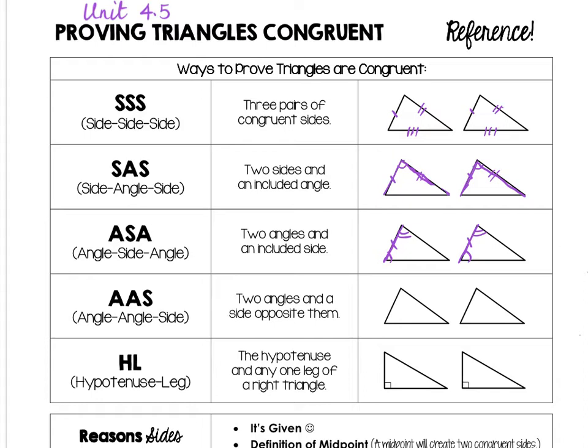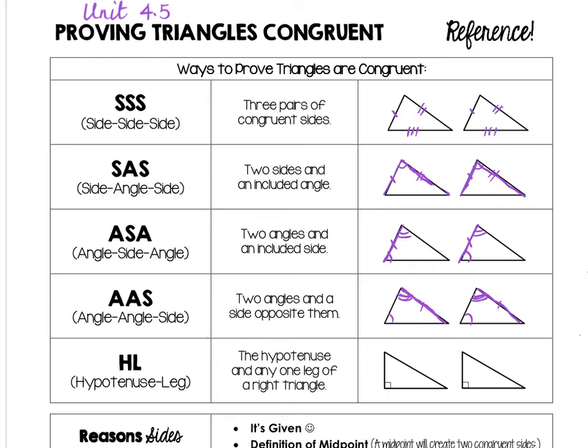Okay? Finally, AAS, angle, angle, side, meaning if I have one angle that's congruent, a second pair of angles congruent, and a side, and this time this side and that side are congruent, but this one is not included. However, it's immediately adjacent to one of the congruent angles. So that's what makes it congruent.